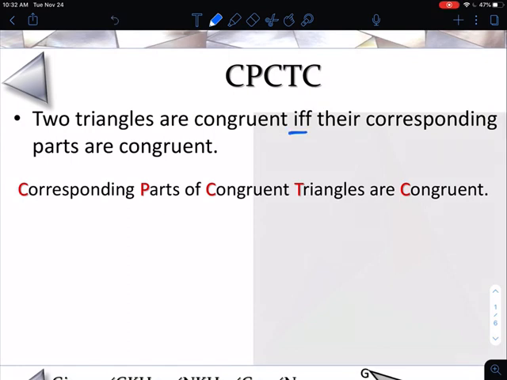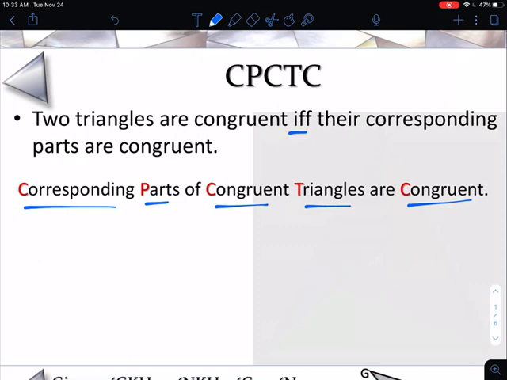Two triangles are congruent if and only if their corresponding parts are congruent. So if we can show all the parts are congruent, then the triangles are congruent. If the triangles are congruent, we can have all the parts congruent. And so CPCTC as a statement stands for corresponding parts of congruent triangles are congruent. It just means all the parts that correspond have to be identical. And like I said, we've been using this concept.